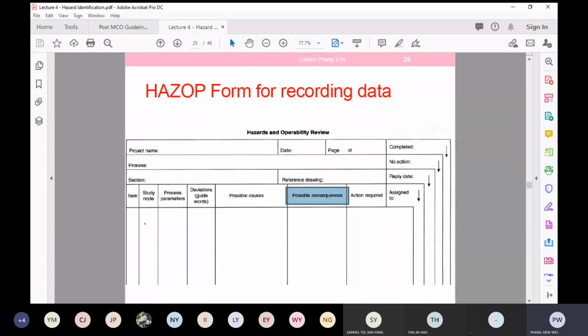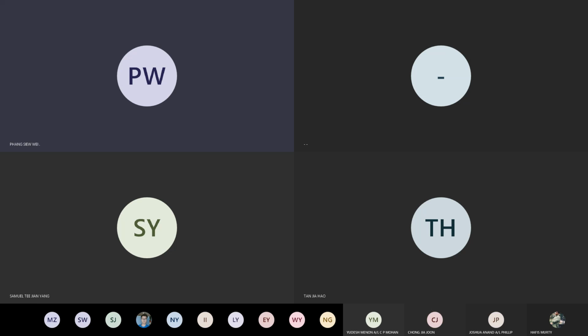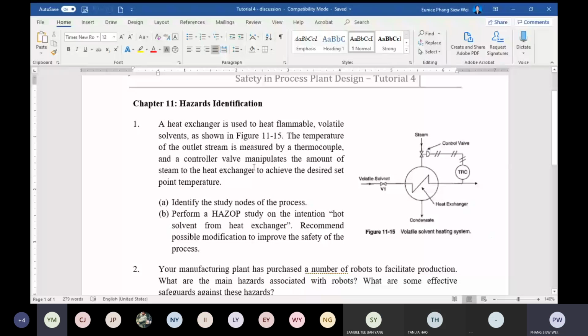So if we are to look at today's tutorial, I need to share back the tutorial again. Okay, hold on. Yeah, where am I? Here. So are you looking at the tutorial now?